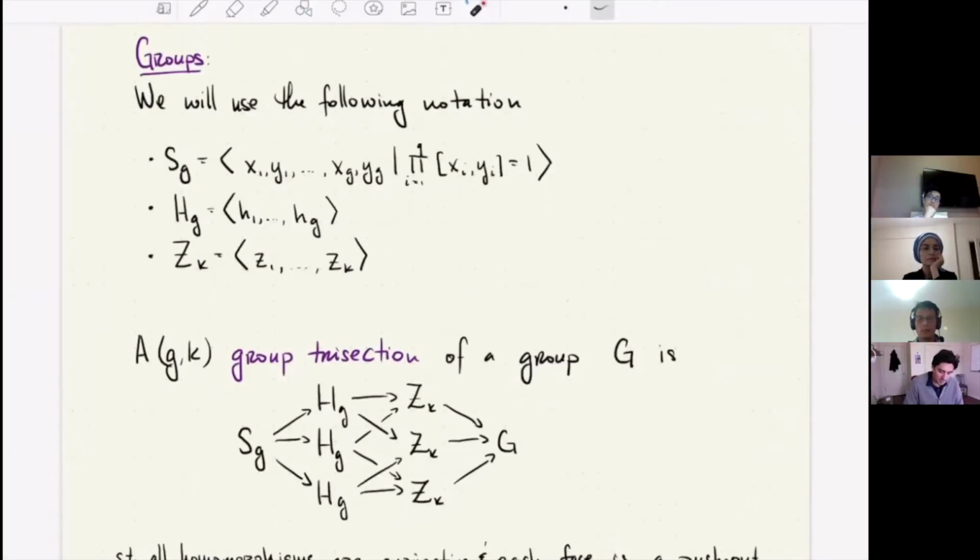Okay, so a group trisection of a group G is this following diagram. I should say it's a commutative cube, such that all of the homomorphisms are surjective. And then when I look at each one of these faces, it's actually a pushout. It doesn't matter which face I look at, we get a pushout. And that's it. So that's what a group trisection of any group G is.